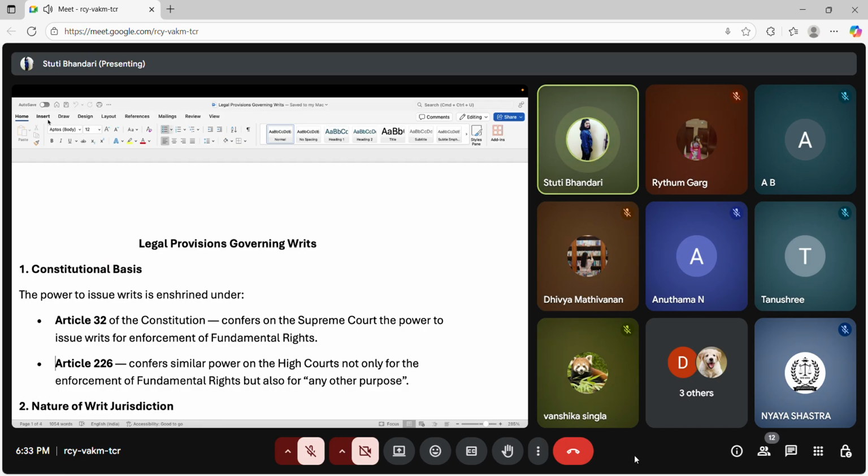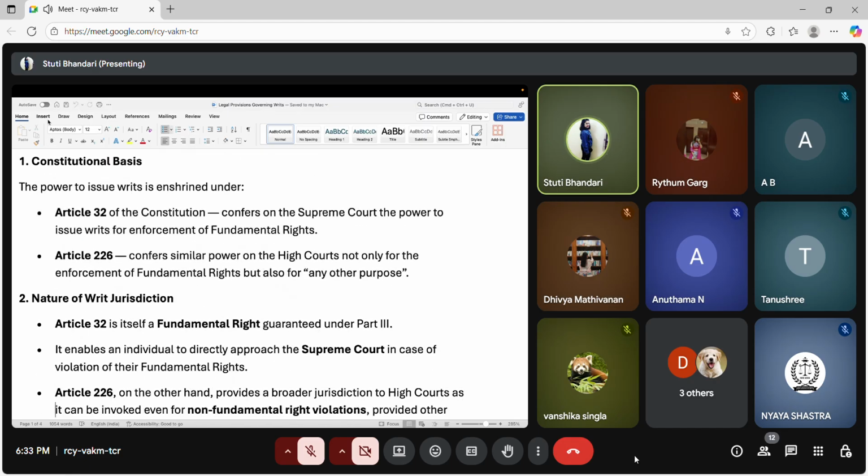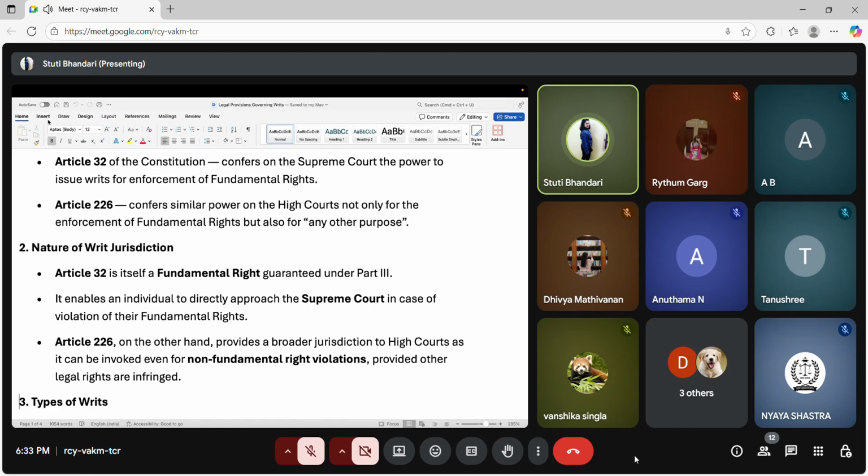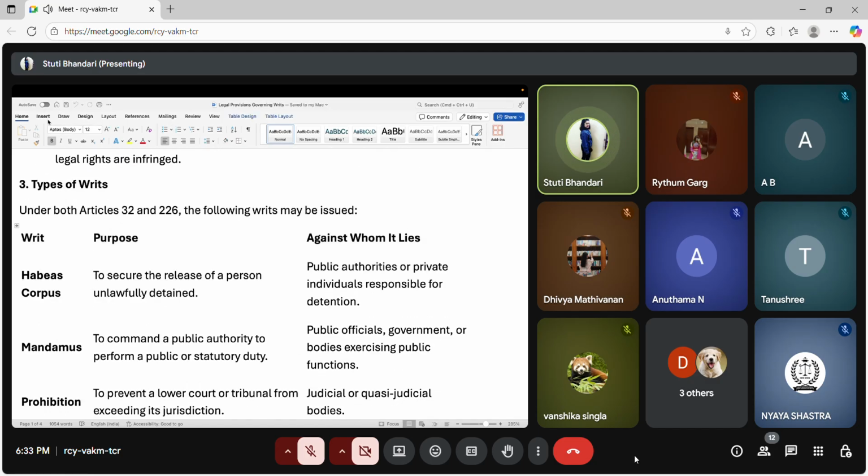Now coming to the nature of writ jurisdiction. As I told you, Article 32 is itself a fundamental right and it lies under Part 3 of the Constitution. So it is basically a right wherein individuals can approach the Supreme Court in case of violation of their fundamental rights. However, Article 226 can be invoked when there is a fundamental right violation plus any other legal right is being infringed. So now what are the types of writs?